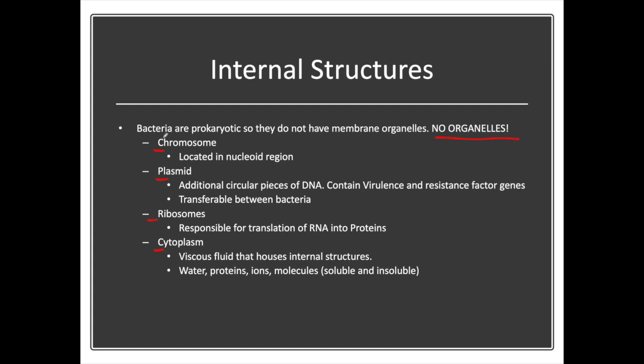And that region is referred to as the nucleoid region, mainly because that's just where its chromosome is found. Now, plasmids are interesting. Plasmids are really tiny little circular pieces of DNA. We will talk about plasmids a lot in microbiology. They are unique to the bacteria, and these are pieces of DNA that are in addition to the chromosome.